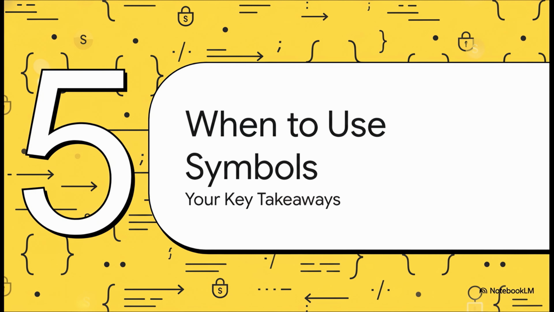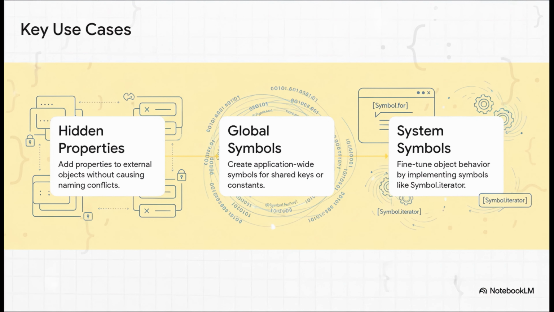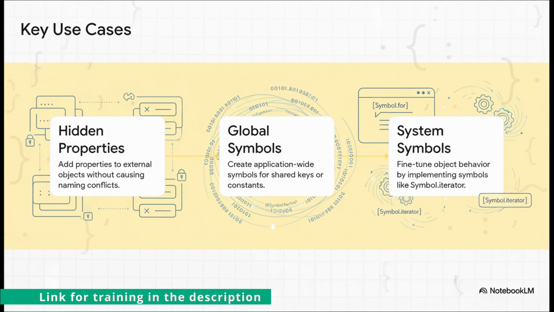Whew, okay, that was a lot. So let's bring it all home and talk about the big picture. When should you actually be reaching for a symbol in your day-to-day code? When it comes down to it, there are really three main times you'll want to reach for a symbol. Number one, and this is the most common one, use them to add those hidden properties to objects you don't own to stop naming conflicts. Number two, use the global registry with Symbol.for when you need one single shared key that works across your whole app. And finally, number three, for the advanced stuff, use those well-known system symbols to teach your objects new tricks and make them work perfectly with JavaScript's core features.